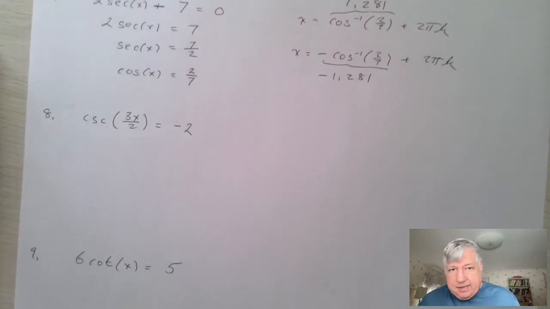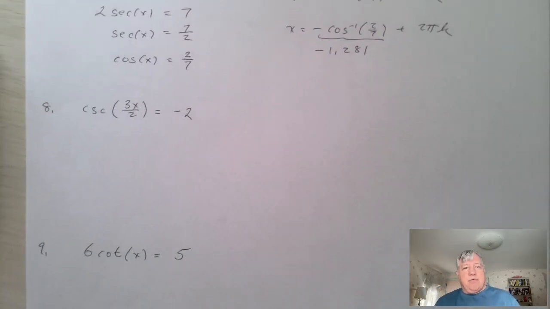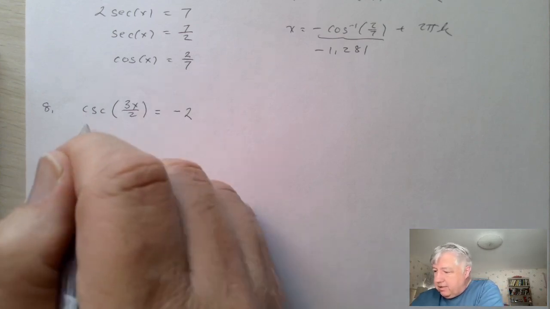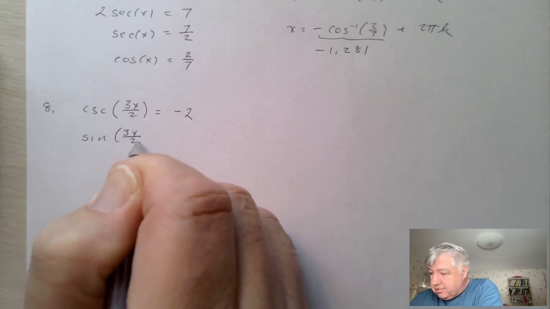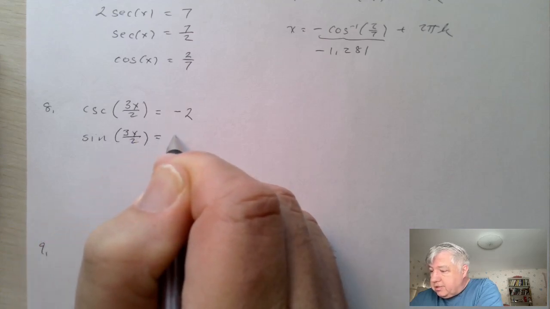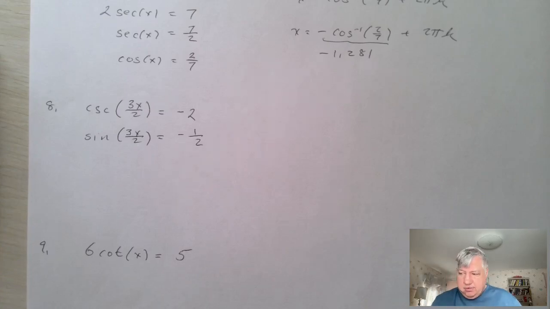Look at number 8. The cosecant of 3x over 2. Okay, we have cosecant of some mess equals a number. Let's first deal with the cosecant. That's the reciprocal of the sine. So this means the sine of 3x over 2 equals negative 1/2 by taking the reciprocal of both sides.